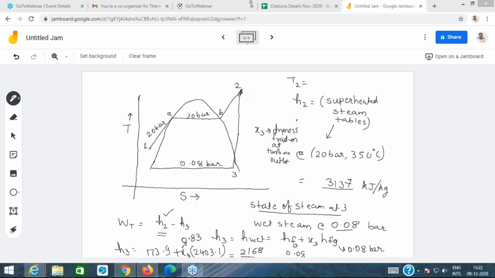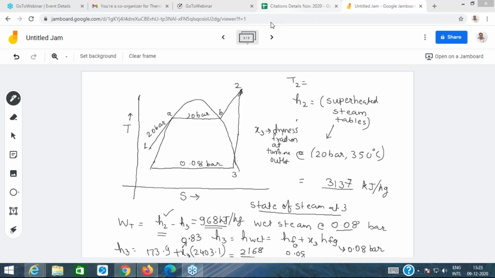So how much is that value? Pranav has given me the answer. That value is around 968 kilojoules per kg. So for every kg of the steam generated by the boiler, the turbine would produce 968 kilojoules of turbine work. Now we have figured out what the turbine work is. Now we need to figure out what the pump work is.